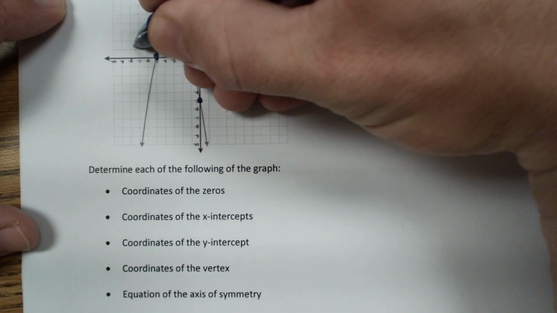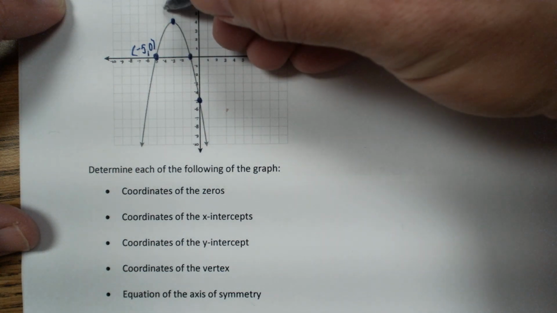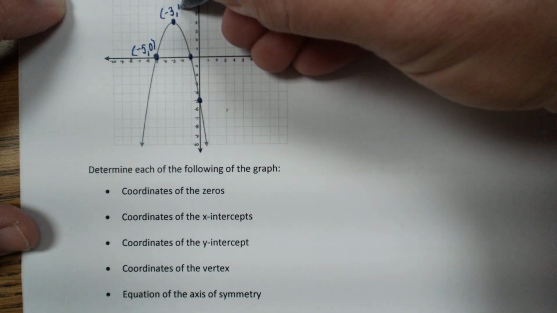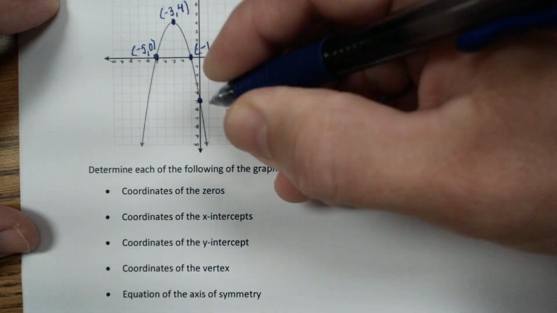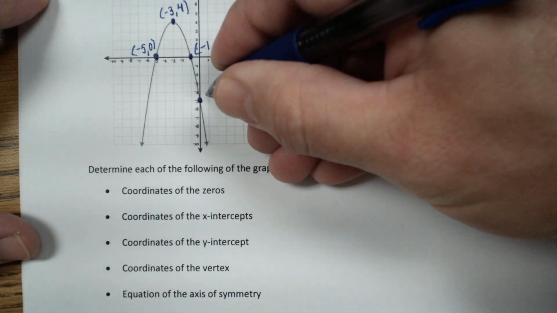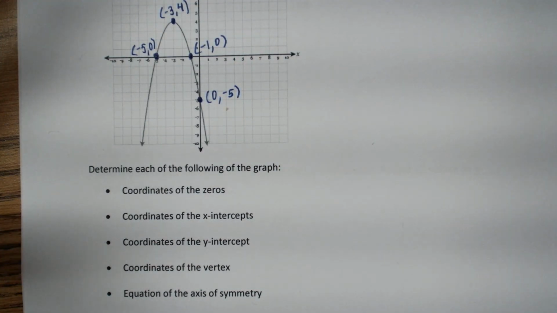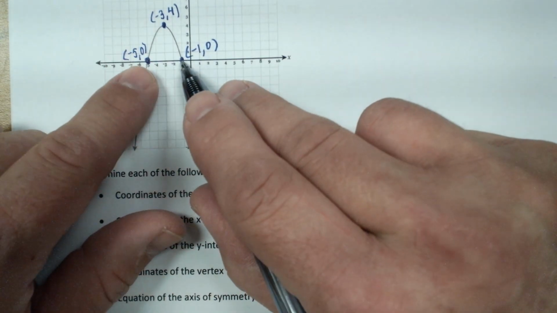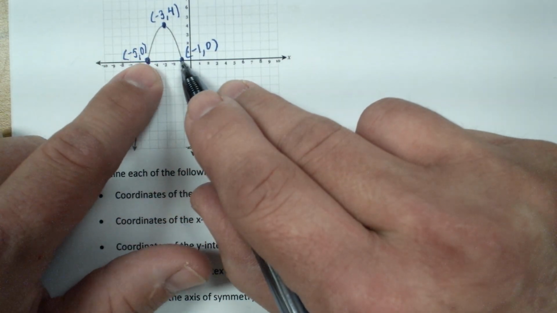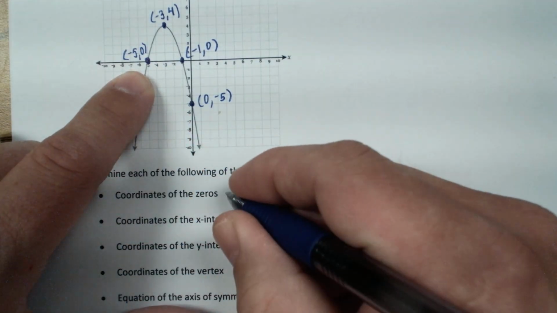And so I'm going to just label that these points are negative 5, 0, negative 3, 4, negative 1, 0, and this one down here is 0, negative 5. Now I'm going to be able to answer what are the coordinates of the zeros. Well, I would say that there's 2 points that are zeros. Zeros are always other words for x-intercepts. So where do you get an output of 0? So negative 5, 0, negative 1, 0.